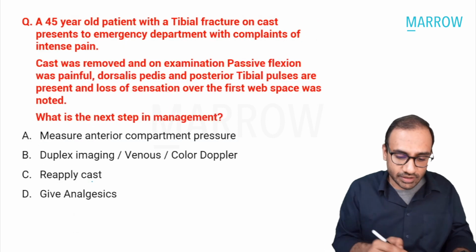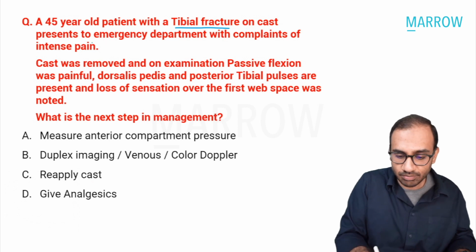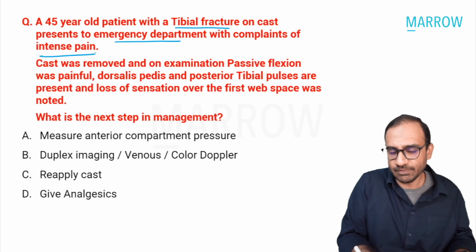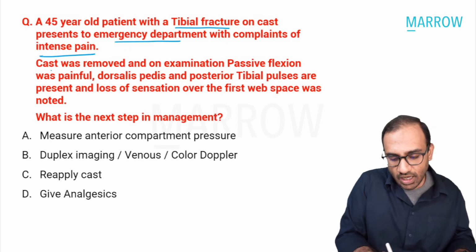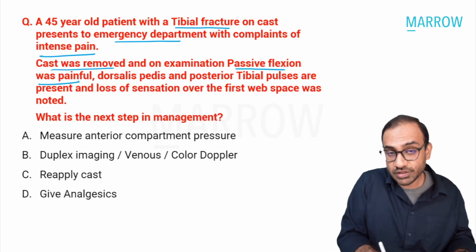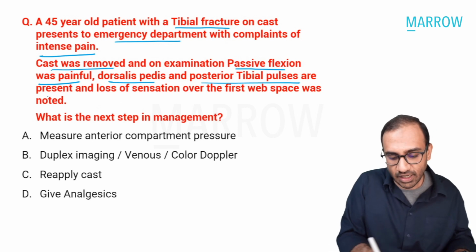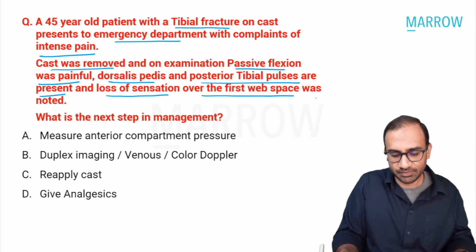Okay, now friends, look at this question. A 45-year-old patient with a tibial fracture on cast presents to the emergency department with complaints of intense pain. Okay, so there was a tibial fracture, a cast was applied, and now he has intense pain. Now the cast was removed, and on examination, passive flexion was painful. Dorsalis pedis and posterior tibial pulses are present, and there is loss of sensation over the first web space.